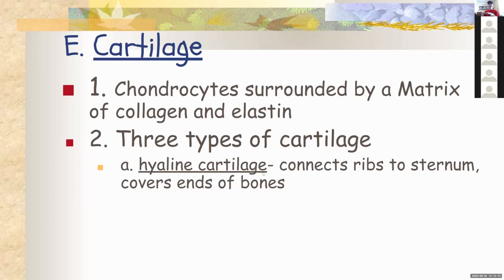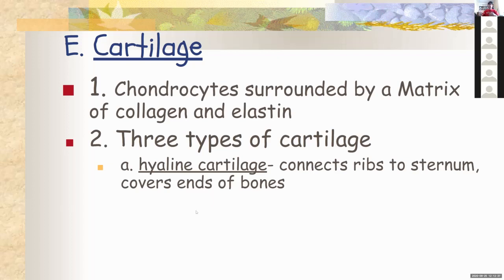Now, hyaline cartilage connects our ribs to our sternum. Pretty much the only place we find it. So our ribs to the sternum right here. And it creates some flexibility. So our ribs can expand and contract without bone scratching against bone.